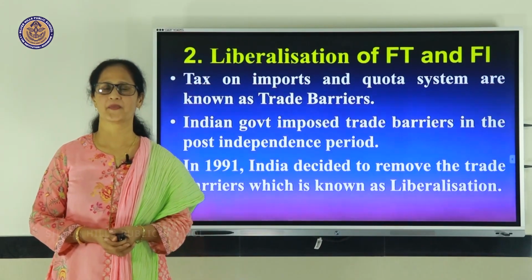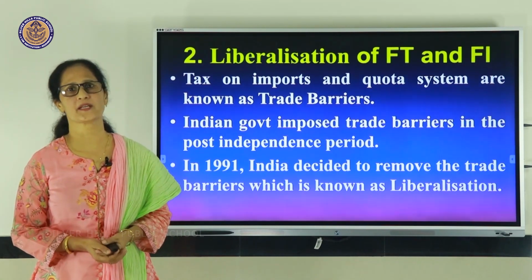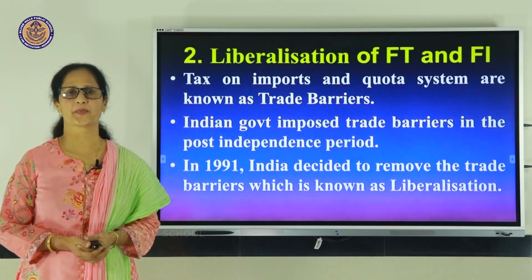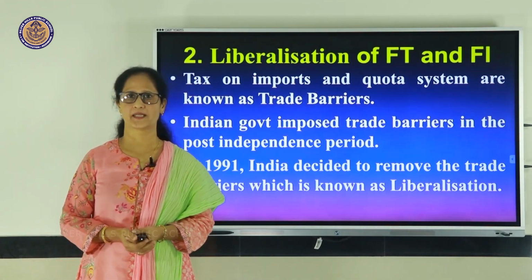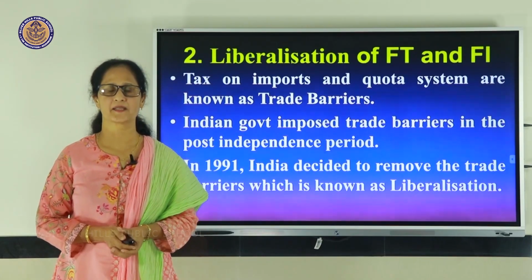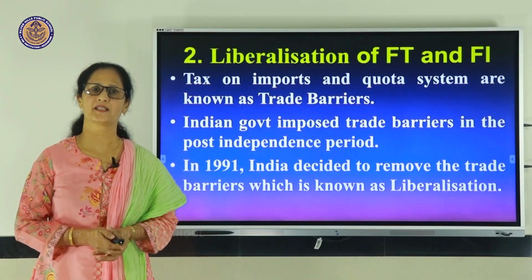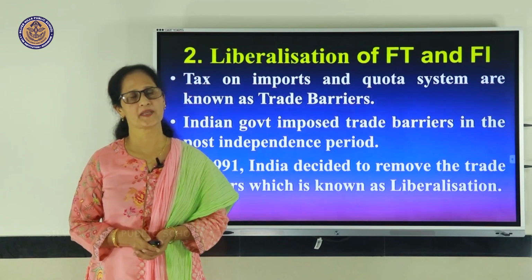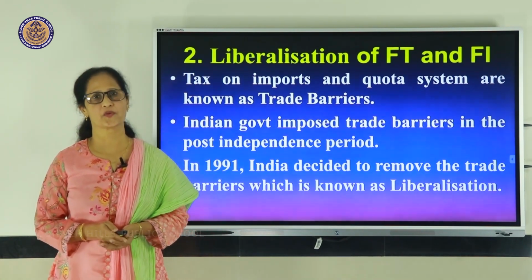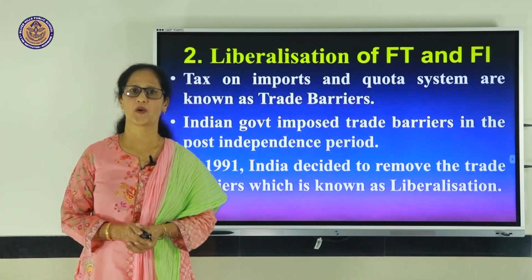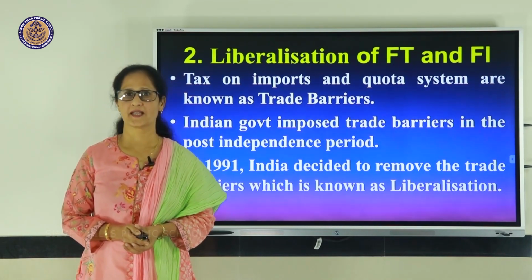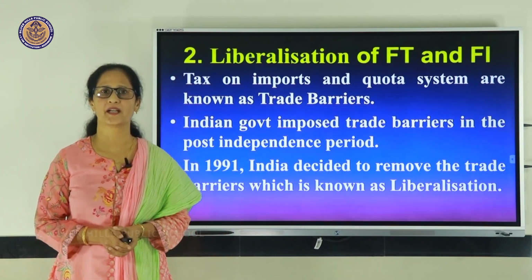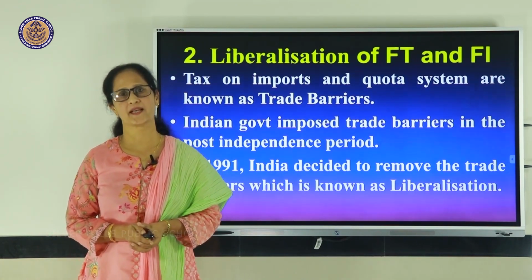Around 1991, the government introduced certain economic reforms called LPG, L for liberalization, P for privatization and G for globalization. So the government decided that our industries have come of age and are now ready to face competition. They also decided that competition will do them good to improve their performance as well as quality of production. And thus, in 1991, the government removed most of the barriers on foreign trade and foreign investment, which is known as liberalization.